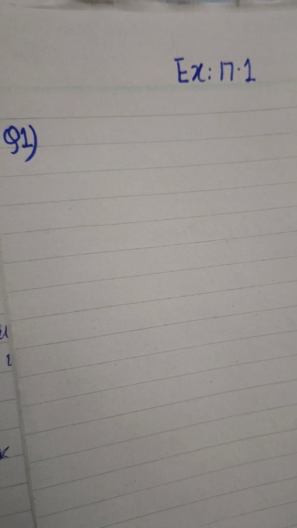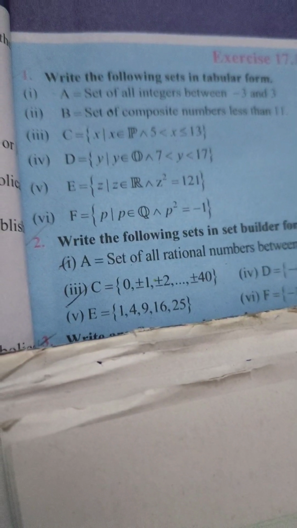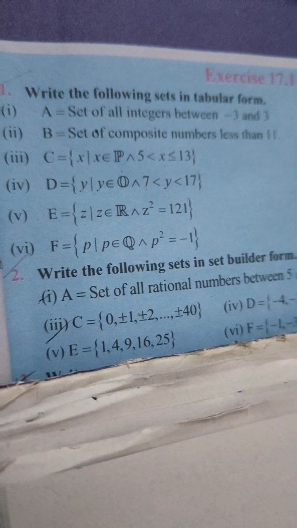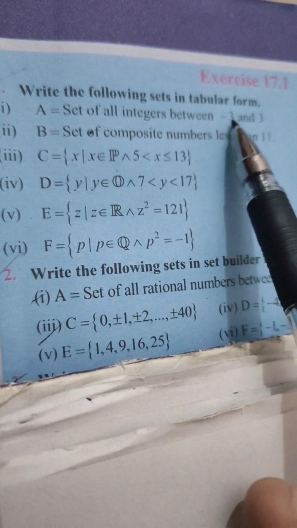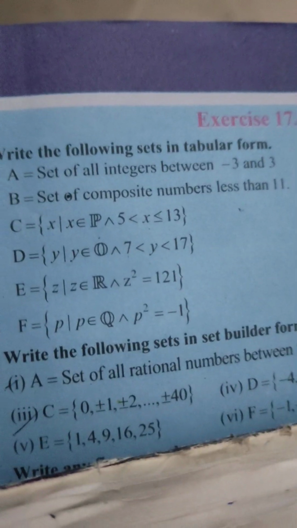Today's video we are starting our 17.1 maths chapter, chapter number 17, and the first topic is sets. Question number 1 is to write the tabular form. Here the builder form is given in the statement, and now we have to write it in the tabular form. Tabular form is the numbering form, where we have to list out all the elements.